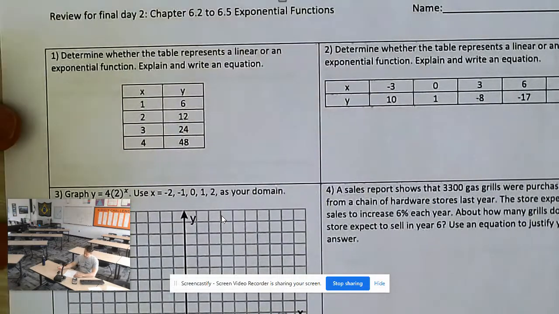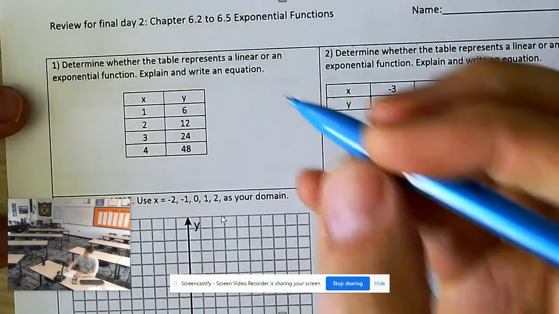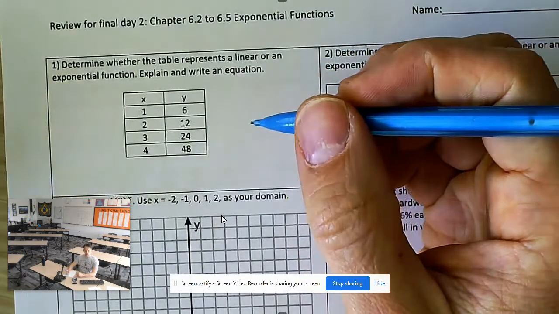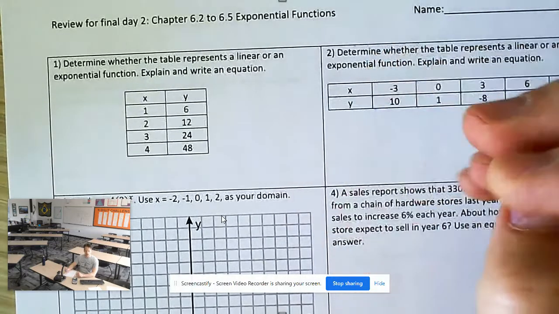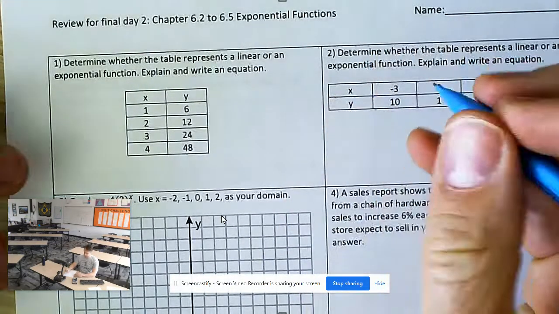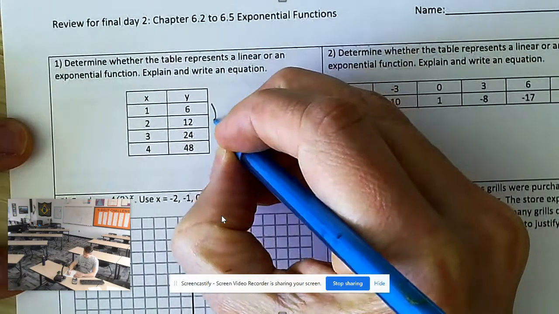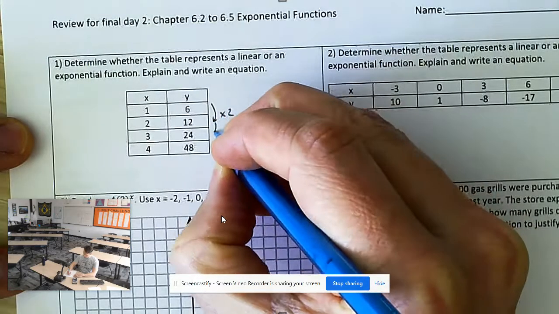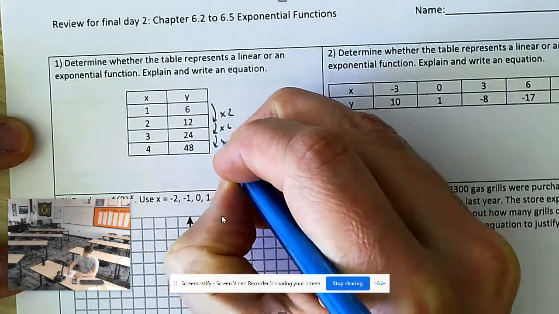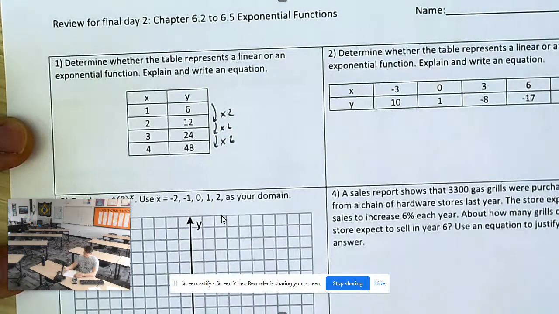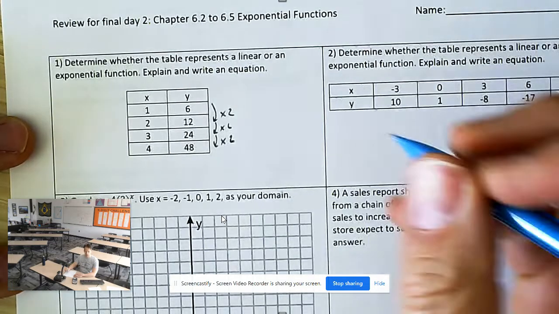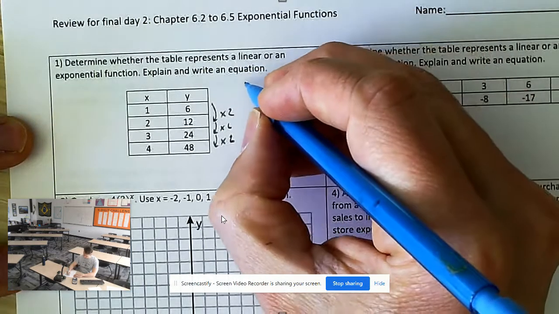Determine whether the table represents a linear or an exponential function. So if it's linear, that would mean you're adding the same thing each time. If it's exponential, it would mean you're multiplying the same thing each time. So just check out what's happening. Here, I'm multiplying by 2, I'm multiplying by 2, I'm multiplying by 2. So that's going to be exponential because I'm multiplying by the same thing each time.